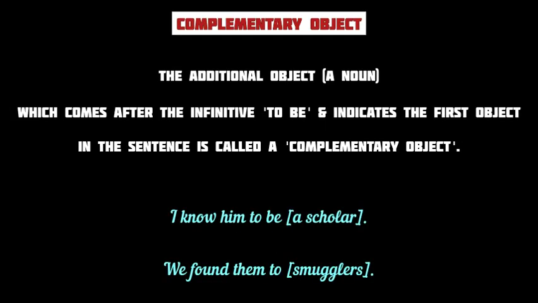Now, the complementary object is always a noun. It's the additional object which comes after the expression to be and indicates the first object of the verb in the sentence. For example, in the sentence, I know him to be a scholar, the noun a scholar is the complementary object after to be in addition to the first object him. Similarly, smugglers is the complementary object in the second sentence.